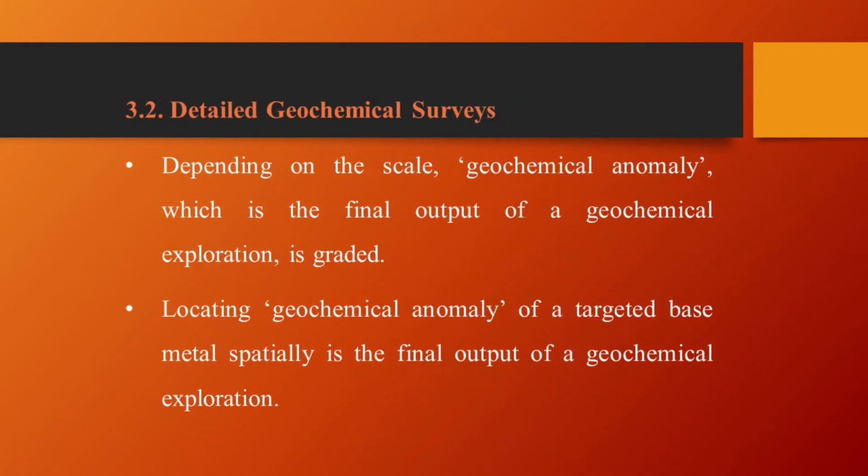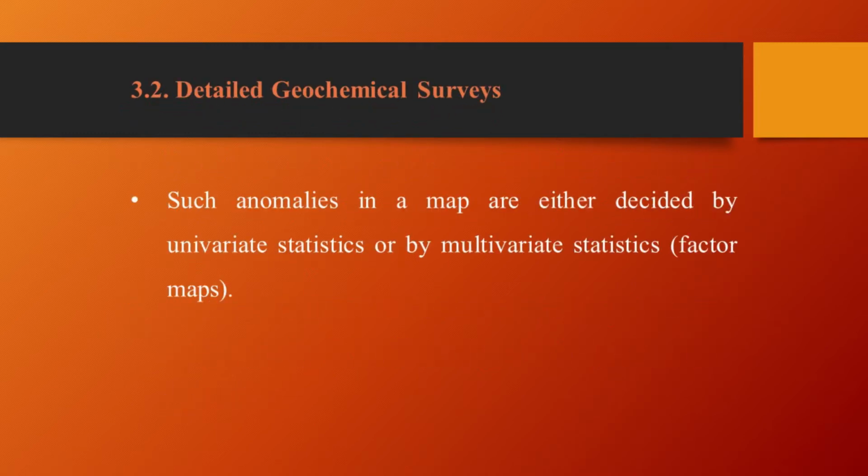Depending upon the scale, the geochemical anomalies, which are the final output of the geochemical exploration, are graded. Locating the geochemical anomaly of a target base metal is the final output of a geochemical exploration. Such anomalies in a map are decided either by univariate statistics or by multivariate statistical analysis.